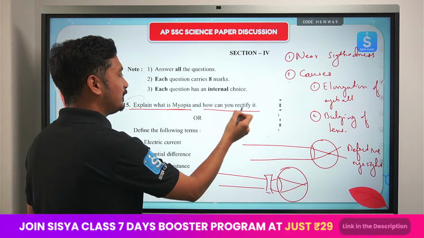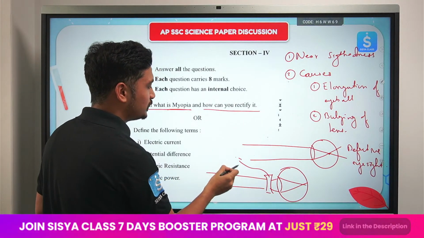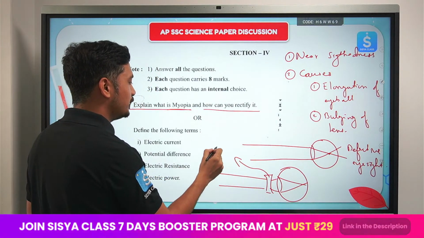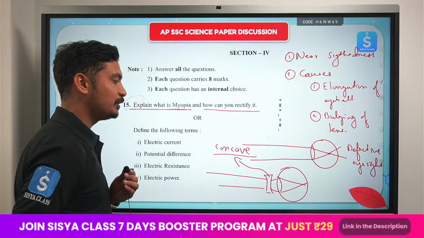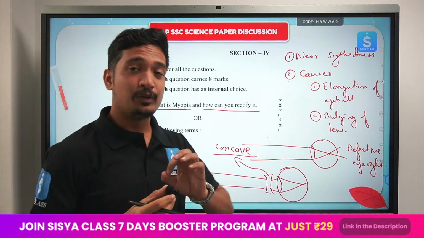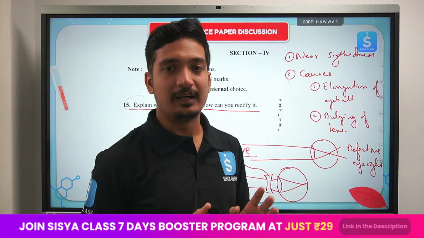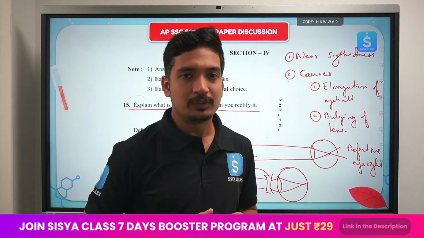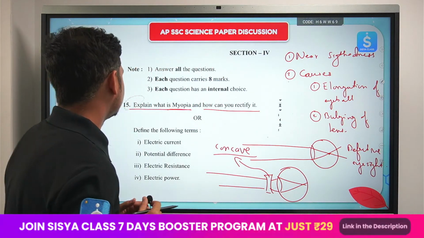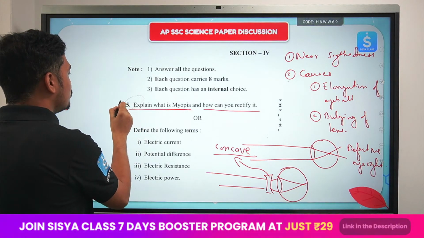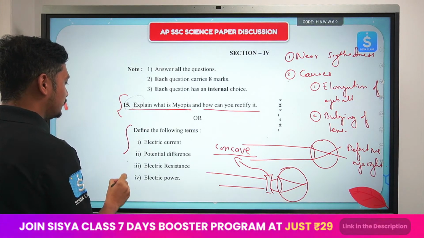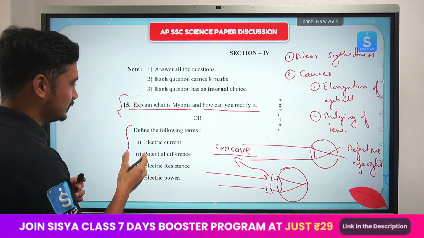So to rectify this defect, we will be using a lens of correct power of concave type. A correct power of concave lens will be used to rectify it. So if you have covered all of these points in your answer, then you would get good scores. Okay, moving ahead to the next. You might have not solved this, but you have solved this one. So we'll answer this part too.